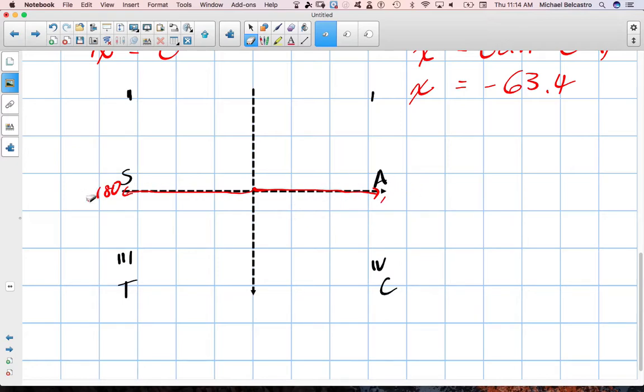It could be 360, 450. You can keep building and building all the way around with coterminal angles. Let's leave that part. So we have 0 and 180 as two possible answers.